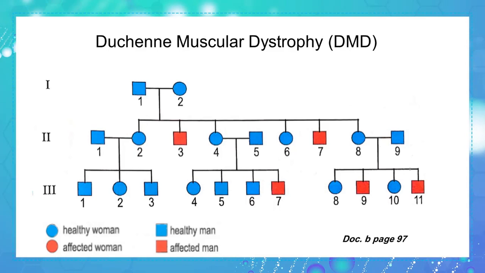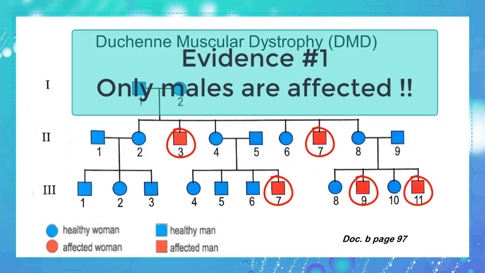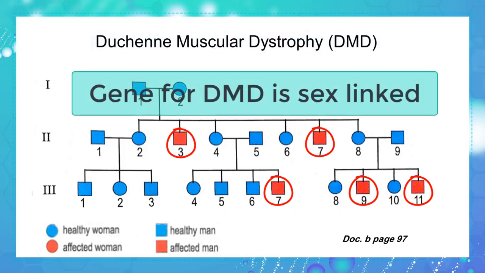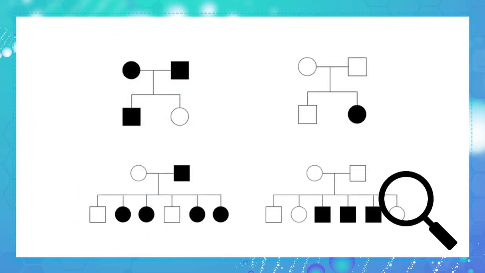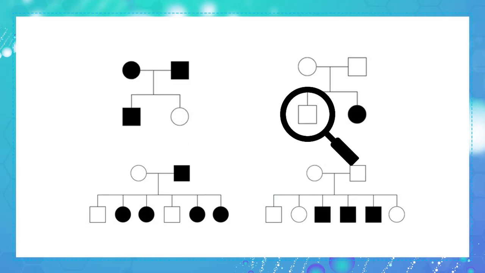Now, is there any clue in this pedigree that suggests that the gene responsible for the disease is sex-linked? If you are thinking about the fact that all affected members are males, you're absolutely correct. When in a pedigree you see only males being affected, this is evidence that the gene under study is sex-linked for sure.